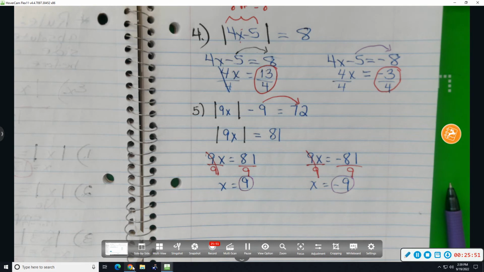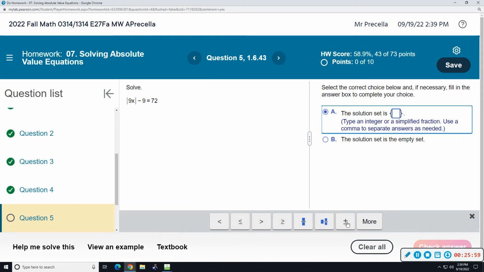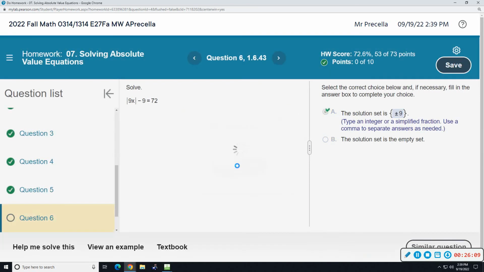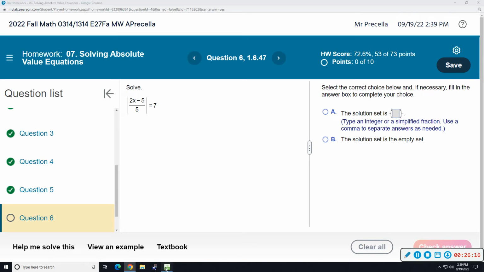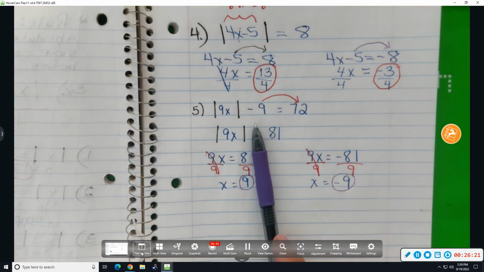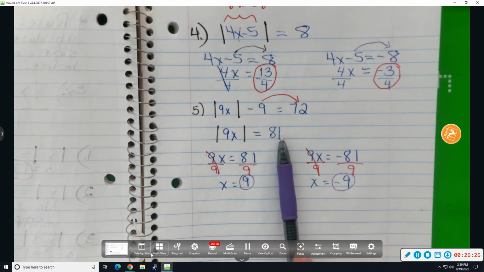I guess you could type that in with just a plus minus, if it gives you the plus minus hot button, which it does. Oh, you could have done 9 comma negative 9. Tony would have reminded y'all here, switch over. At this point here, always, always, always isolate the absolute value before you do anything else.